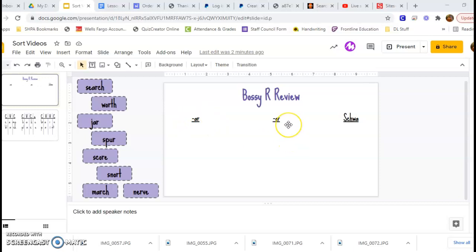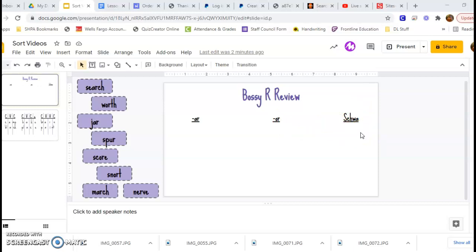So then the second group is the OR group. Again, these words have to follow two rules. They have to have the spelling, they have to look like OR, but then they have to make the special OR sound, which is really just what this word is. So it's just "or." Try making the OR sound with me. Or. Great. So we have "ar," "or," and then we have this funny word over here called schwa.